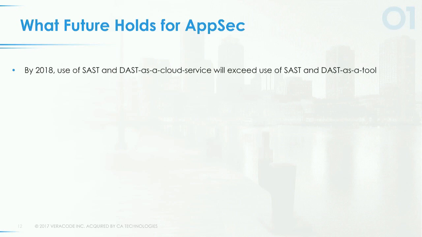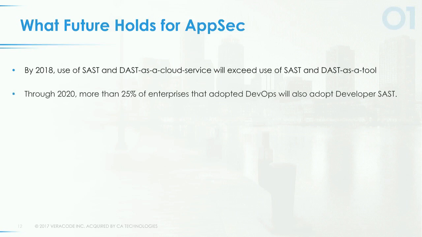Therefore, a new delivery model has emerged, which is a cloud delivery of static and dynamic testing. You don't have to buy anything or learn anything, you simply submit a request and you get the results of the test. We believe that practically, while we're speaking, security as a cloud service has already outpaced use of security as a tool, and that trend will continue. So if you have a choice between tools and services, our recommendation is to use services. They provide a much higher level of transparency, which is required by DevOps. And of course, they are much more scalable.